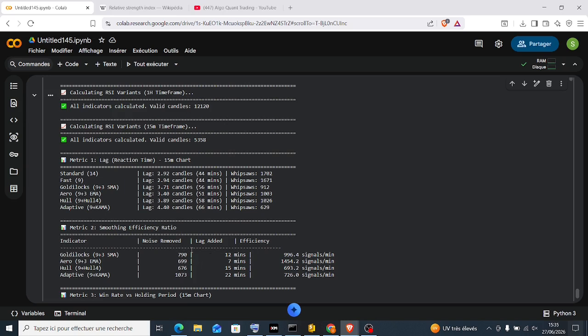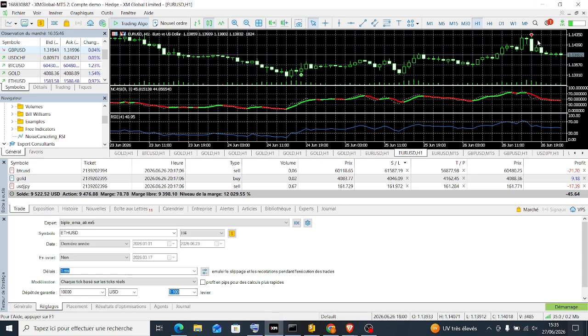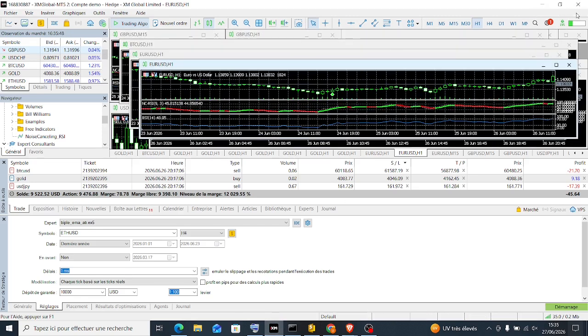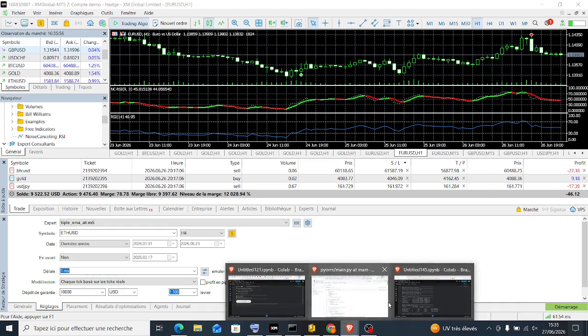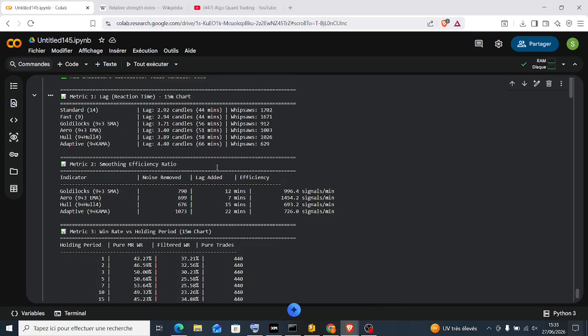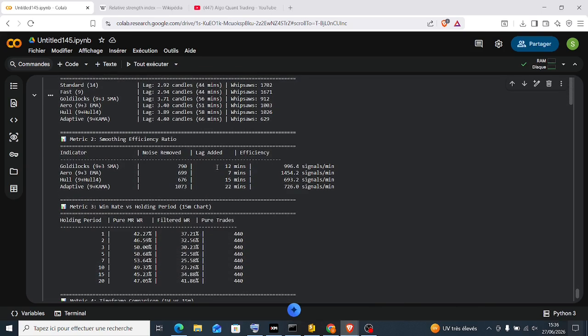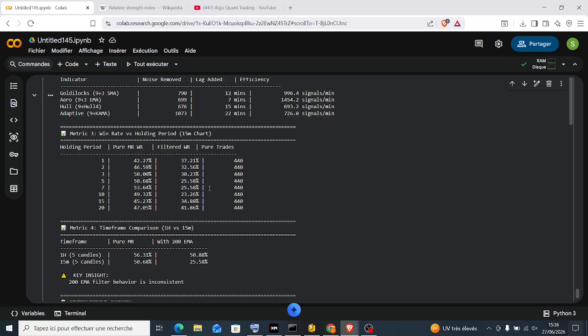Now, here's the discovery that almost made me quit this research. Look at this side-by-side comparison. On the left, the 1-hour chart. On the right, the 15-minute chart. I tested the Goldilocks RSI with a 200 EMA trend filter on both timeframes. On the 1-hour chart, the trend filter boosted the win rate to 51.3%. Perfect, right? Then I tested it on the 15-minute chart. The win rate collapsed from 47.5% to just 34.6%. Let me repeat that. Adding a trend filter that works on the 1-hour chart destroys performance on the 15-minute chart.